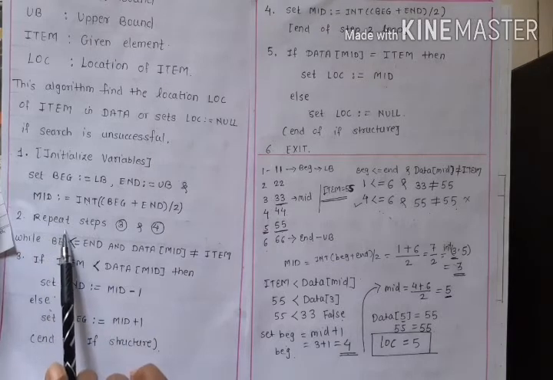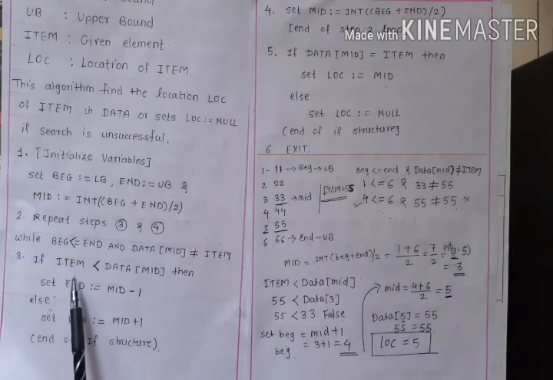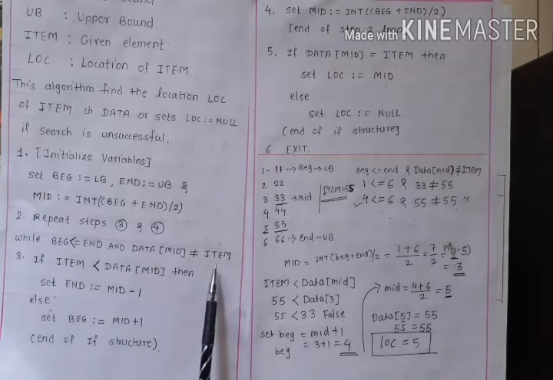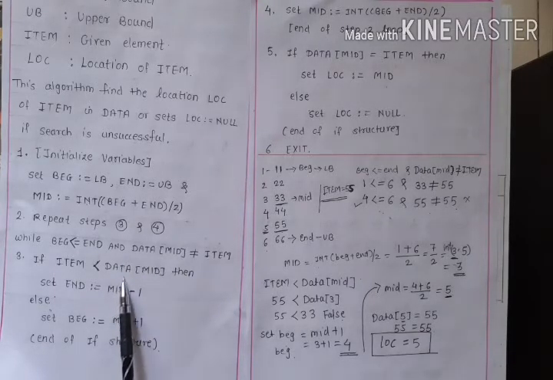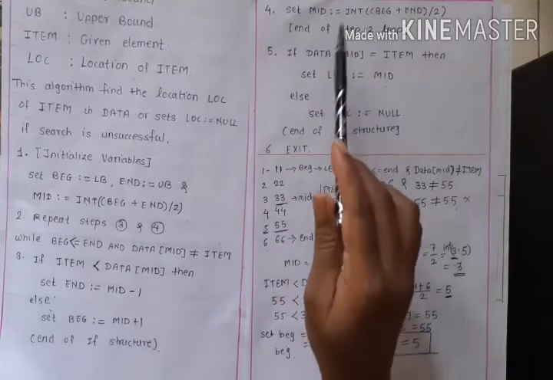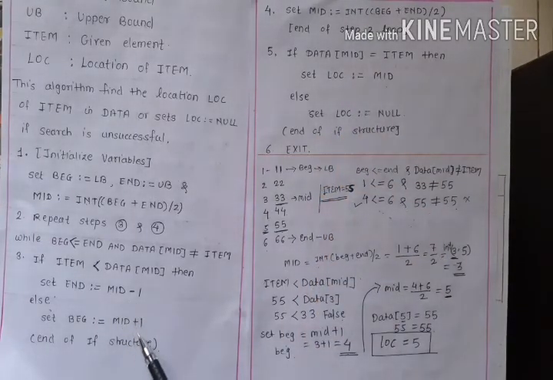Then in the second step, repeat the third and fourth steps until beginning is less than or equal to end and data of mid is not equal to atom. If this condition is true, then execute the third step. In the third step, again check the condition atom less than data of mid. If this condition is true, then set the new value for ending. If this condition is false, then set the new value for beginning. Then go to the fourth step, again calculate the midpoint using the new ending and new beginning value.